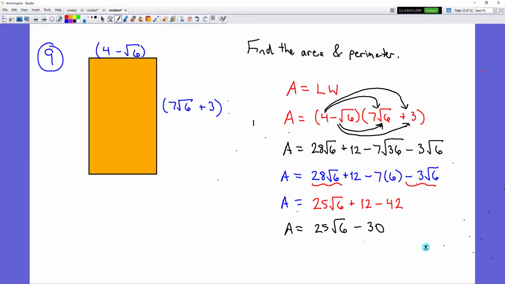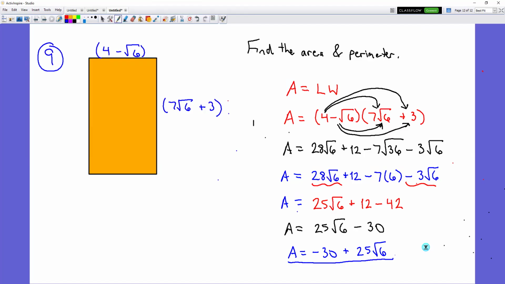And just so I can, I'm going to go ahead and just reorganize it, and you'll find out maybe later on why I do it this way, but area will equal negative 30 plus 25 square root of 6. You always want to keep the radical on the end. I mean, that's basically how it works, okay? So we have found the area, okay?